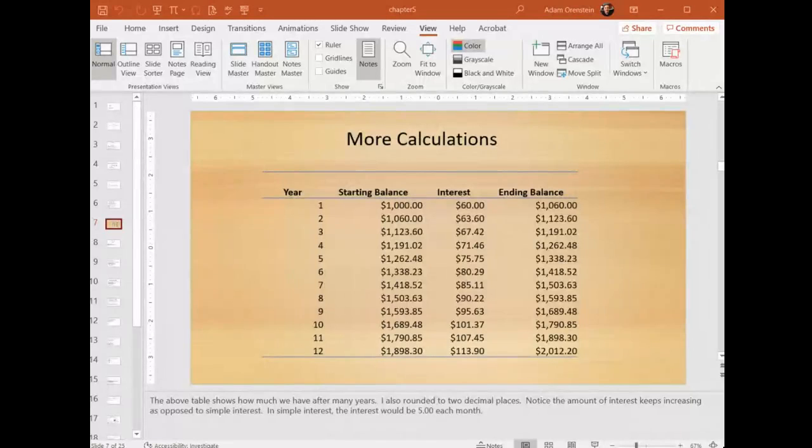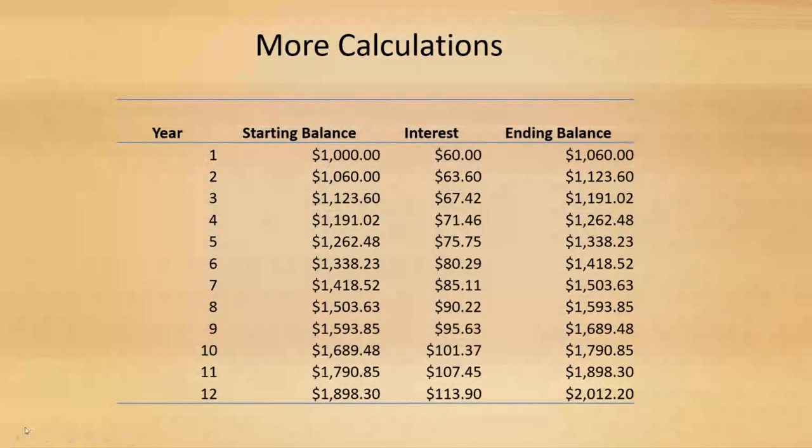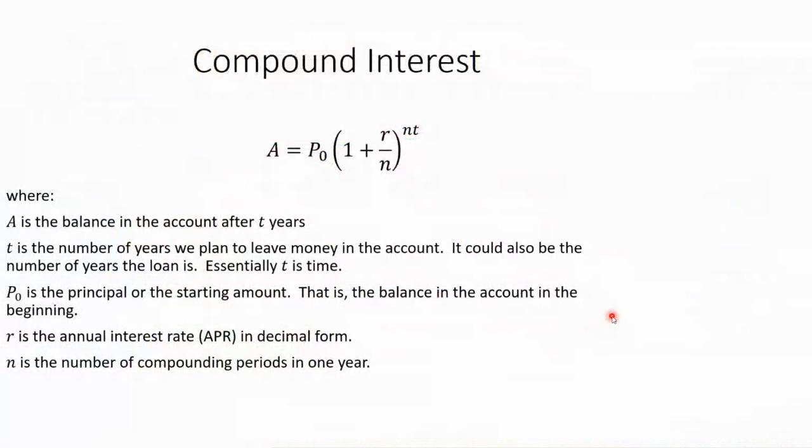Right, so again, that's simple and compound interest. This is being compounded yearly, so every year we're recalculating the interest. And in fact, there is a general formula for the ending balance after a certain number of years. And that's what this is.